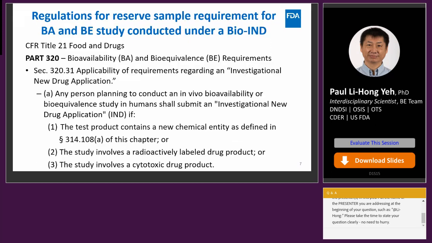Regulations for reserve sample requirement for BA and BE study conducted under a bio-IND is in Section 320.31. Applicability of requirements regarding an investigational new drug application. A. Any person planning to conduct an in vivo bioavailability or bioequivalence study in humans shall submit an IND if 1. The test product contains a new chemical entity. 2. The study involves a radioactively labeled drug product. Or 3. The study involves a cytotoxic drug product.